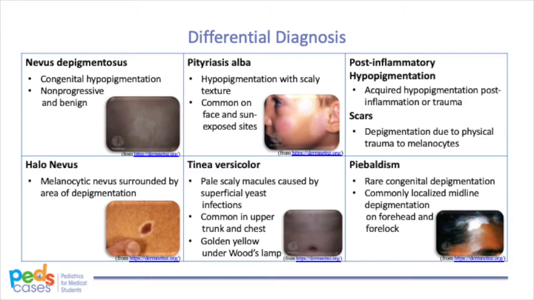Halo nevus is a melanocytic nevus that is surrounded by a round or oval area of depigmentation. Tinea versicolor presents with pale, scaly macules caused by superficial yeast infections. Tinea versicolor often presents in the chest and upper trunk. The rash has seasonal variation and is exacerbated by sweat. Under a Wood's lamp, the skin area will appear golden yellow.